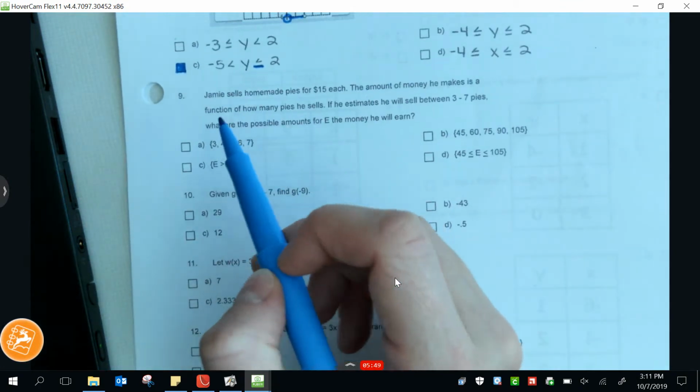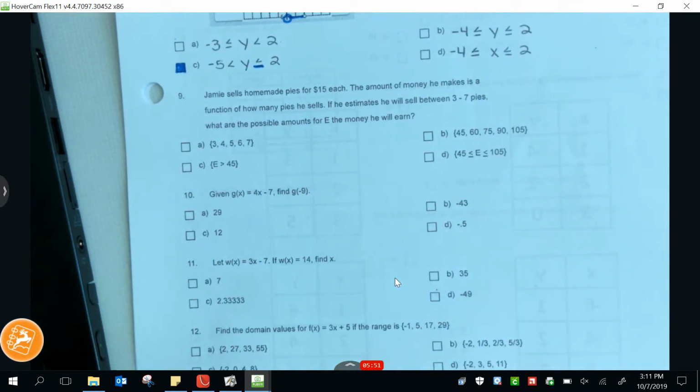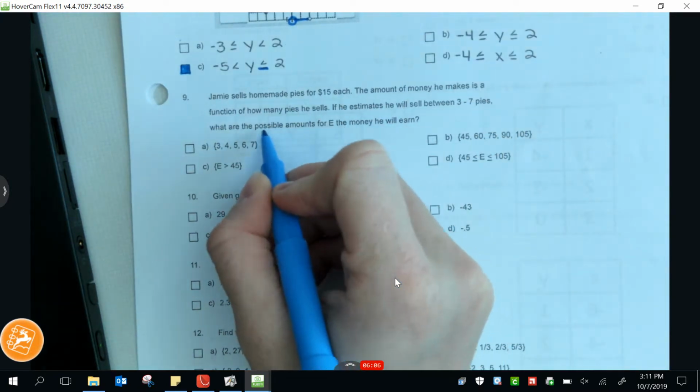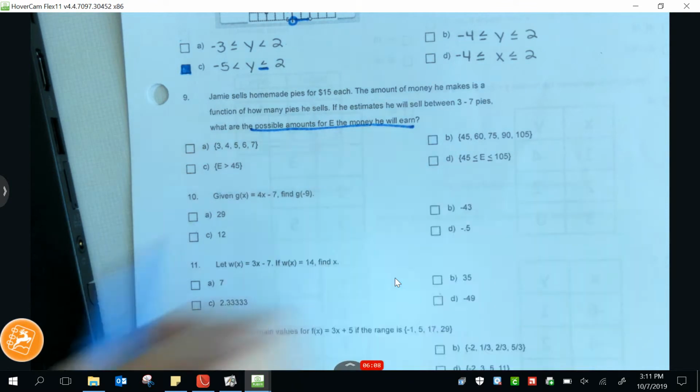Okay, number 9. Jamie sells homemade pies for $15 each. The amount of money he makes is a function of how many pies he sells. If he estimates he will sell between 3 to 7 pies, what are the possible amounts for the money he will earn? Okay, so I'm going to ask myself, do I count money or do I measure it?